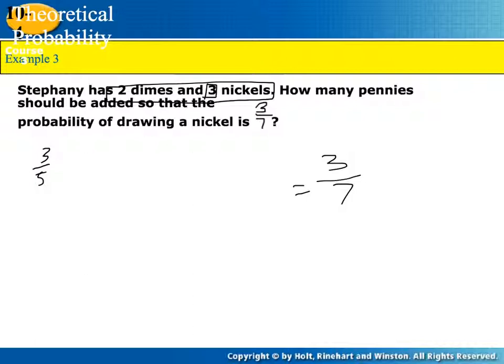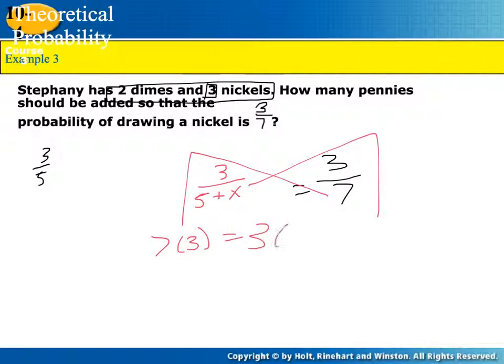So I keep my 3 on top, and on bottom I have my total plus the number of pennies I'm going to add, because I'm going to add something to my total. So as I do this, I cross multiply. I take 7 times 3 and 3 times 5 plus x. After I distribute, I end up with 21 is equal to 15 plus 3x. Subtract 15.